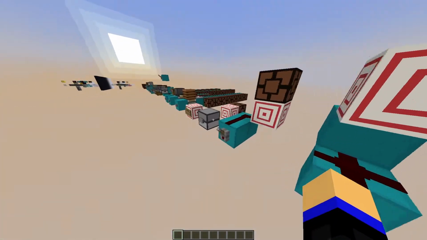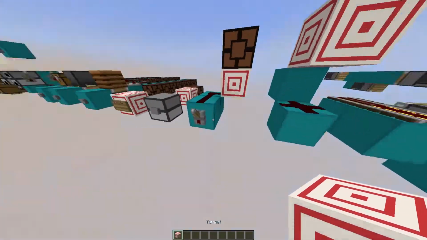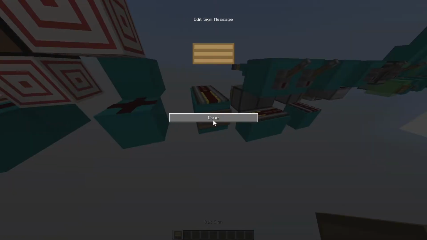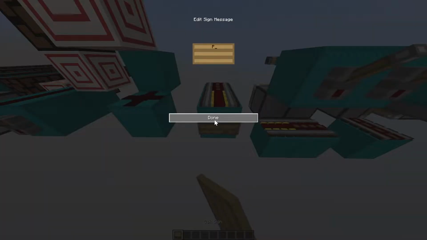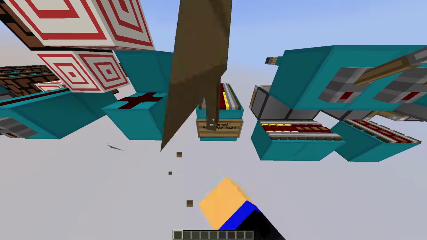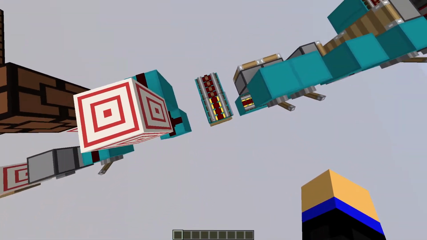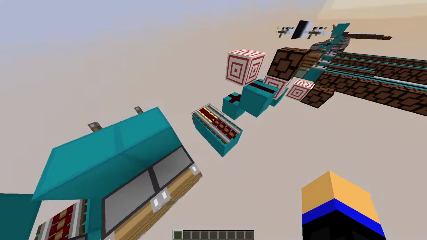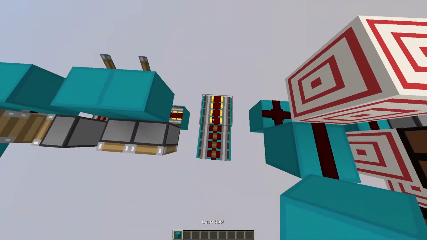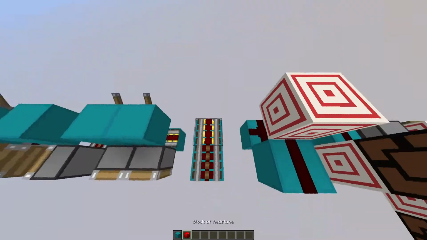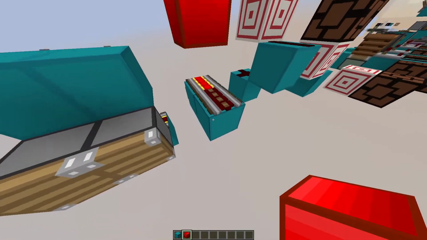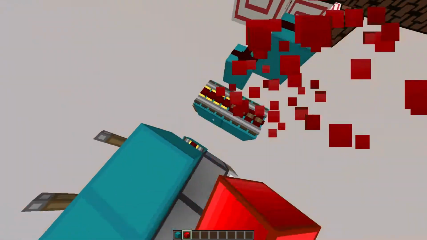We would move on to rails. I don't know why there is no sign here. Let me just add that back. Or I should say powered and activator rails, because we are going to discuss these two mostly. The powering of powered rails and activator rails are not commutative. So if I power this powered rail, this activator rail doesn't power. If I power this activator rail, this powered rail doesn't power.